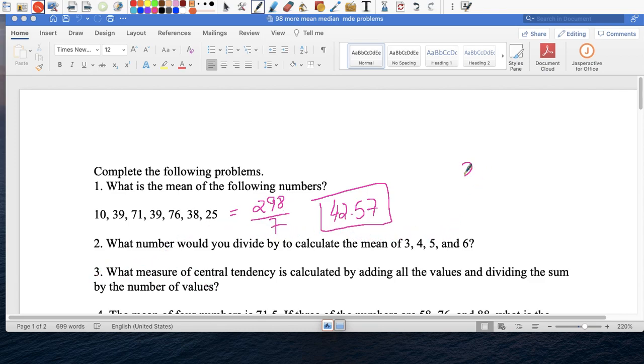2. What number would you divide by to calculate the mean of 3, 4, 5, and 6? So if you were to find the mean, you would do 3 plus 4 plus 5 plus 6, and you would divide by what? By however many numbers you just added, which in this case is 4.